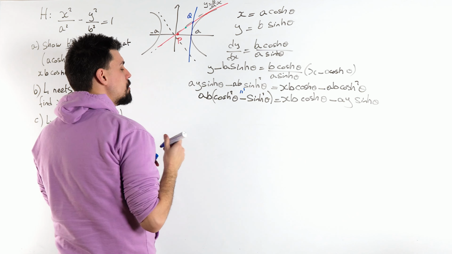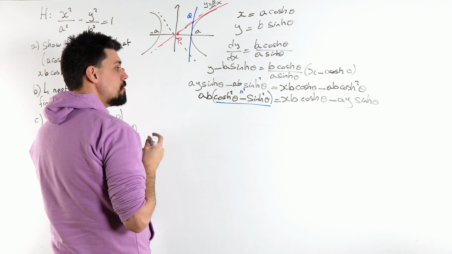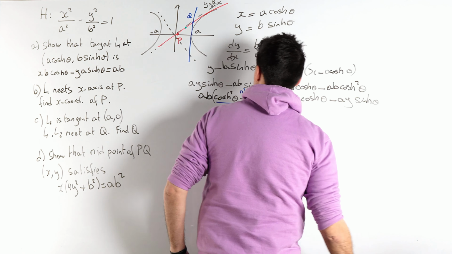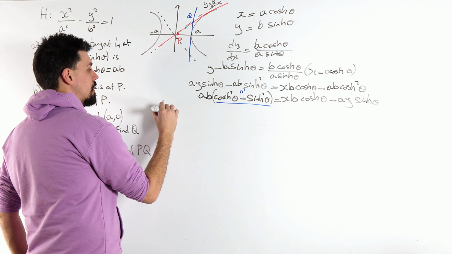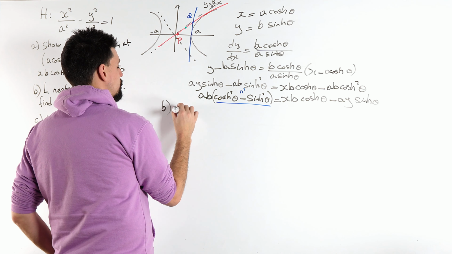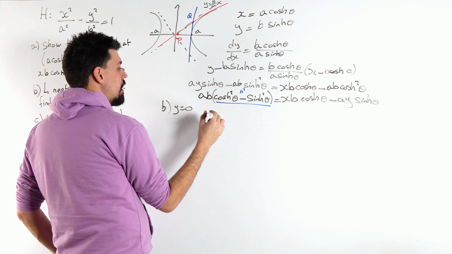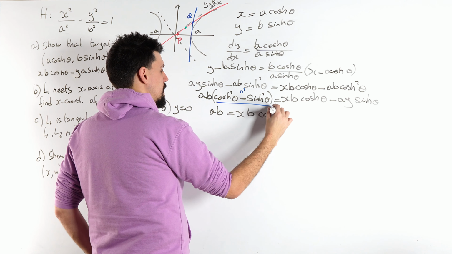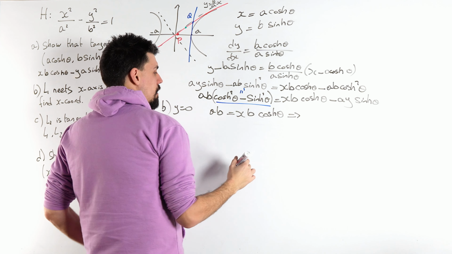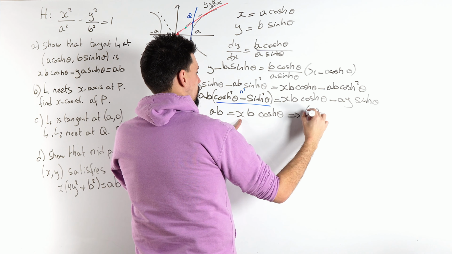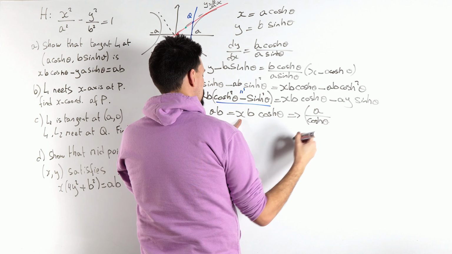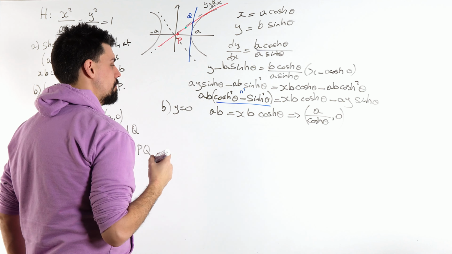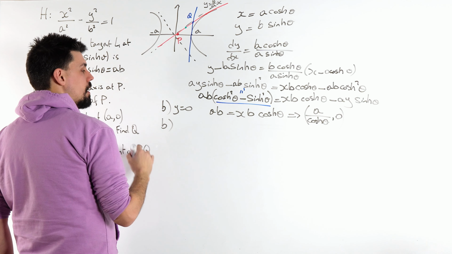Space is at a premium because we know that cos squared minus sine squared is 1, which gives us what we want. Right, let's find out where this meets the x-axis, i.e. y is 0. Well, it's quite easy. We get AB is XB cos theta. Therefore, we get x is A over cos theta, 0. Nice, nice, nice.